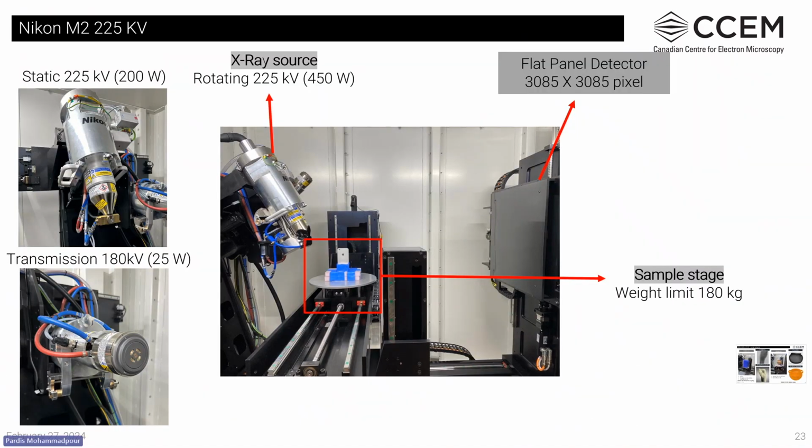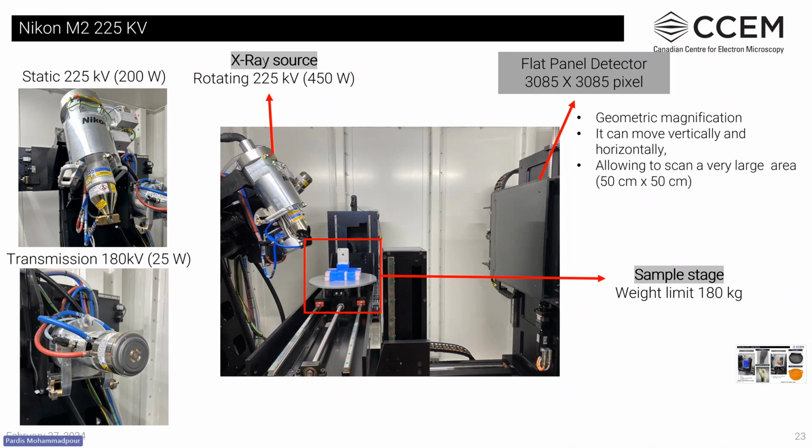Unlike the Zeiss system, only a flat panel detector is available in this Nikon XCT, which means that we only have geometric magnification. The flat panel can move vertically and horizontally. That enables us to scan a very large field of view, 50 centimeters by 50 centimeters. The sample stage can carry up to 180 kilograms of weight. That enables a scan of large samples and in situ experiment accessories.